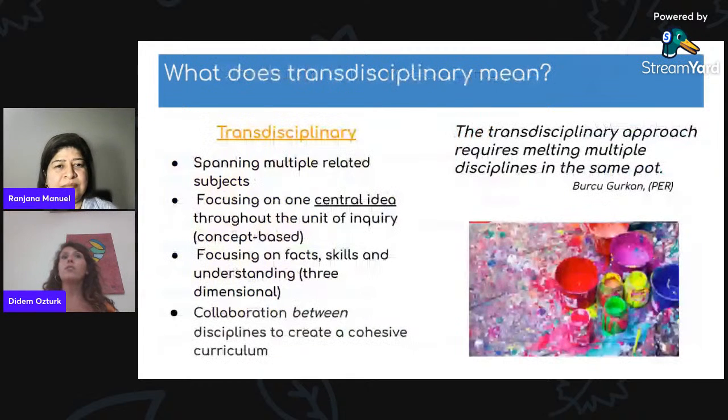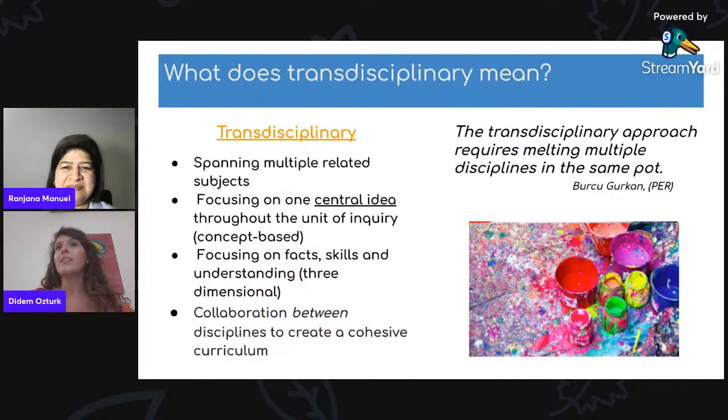And let's talk about transdisciplinary. I also found this quote or just a comment about what transdisciplinary is. The transdisciplinary approach requires melting multiple disciplines in the same pot. I think, as we talked before about this picture of different colors, today it will be time to have a new color of all the different colors, because of how transdisciplinary works in an IB PYP classroom.